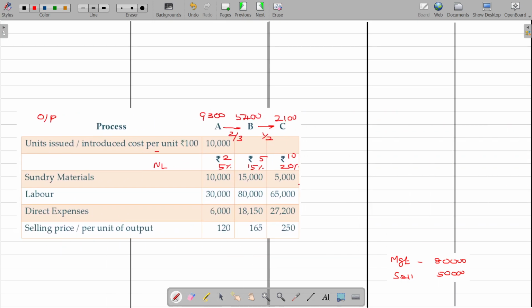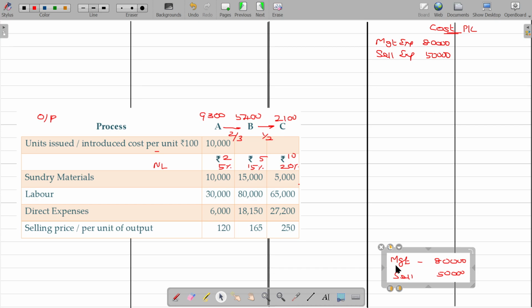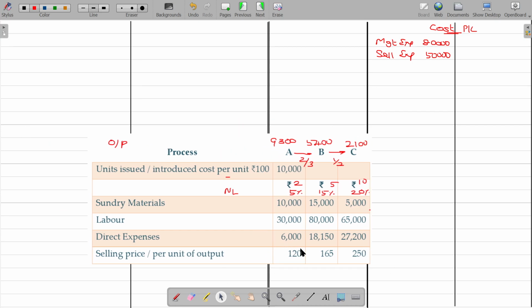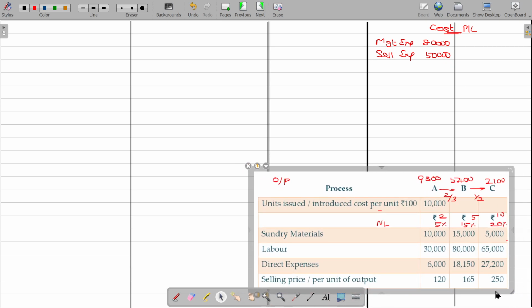Now, costing P&L account. In costing P&L account, common expenses, management expenses 80,000, selling expenses 50, non-allocable expenses. This is over. Now we are going to record these things as we go along. So we are going to record these things one after one.